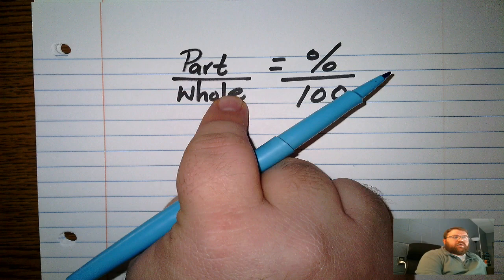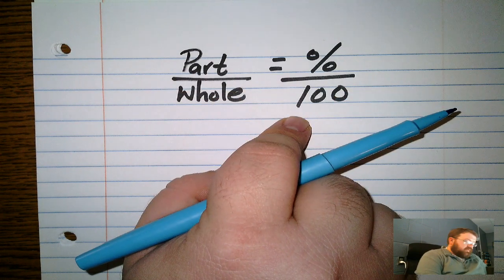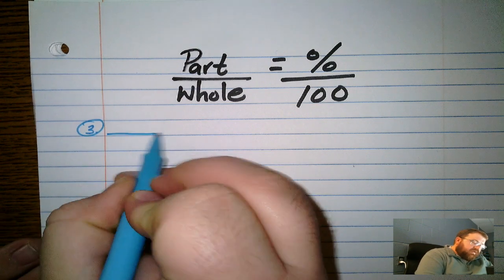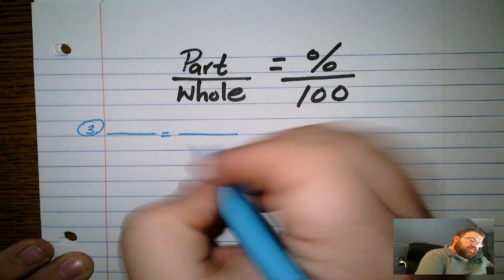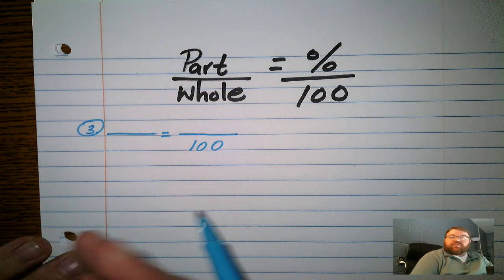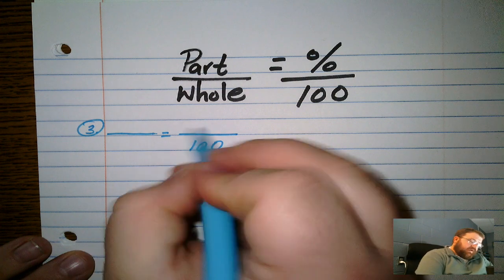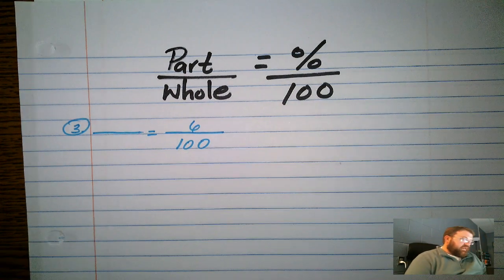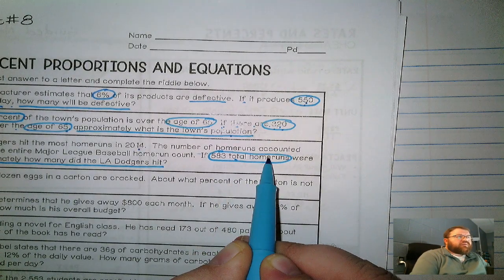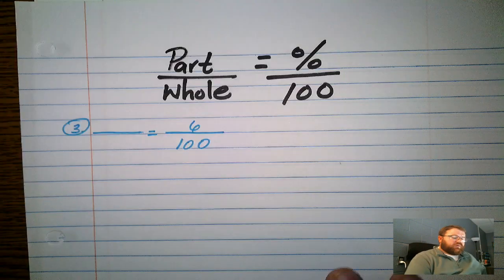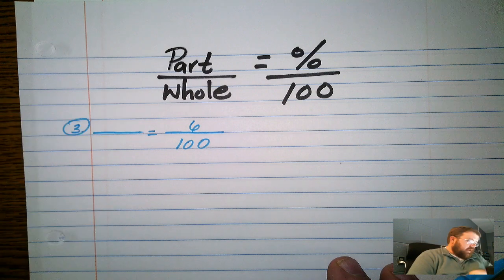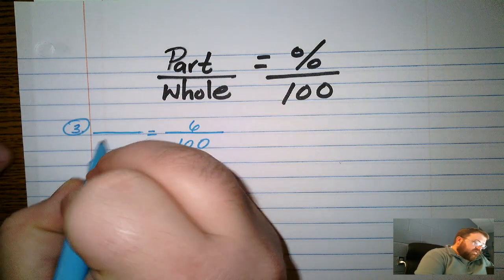We know that we're going to use the part over whole equals percent over 100 formula. So number 3, start off, line equals line. I'm going to put the 100 because it is a constant. And then ask myself, was a percent given in my problem? And it was, so I know where that belongs. And then I have 583 total home runs. Well, 583 total, was that part of the home runs or the whole amount? And that is going to be the total, so that's where it's going to belong.